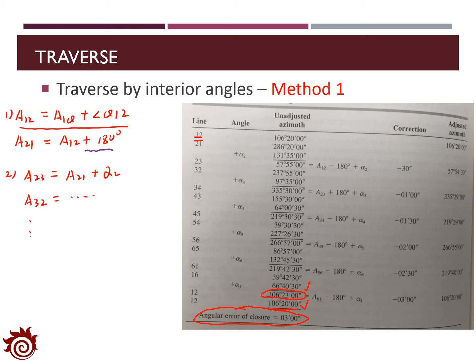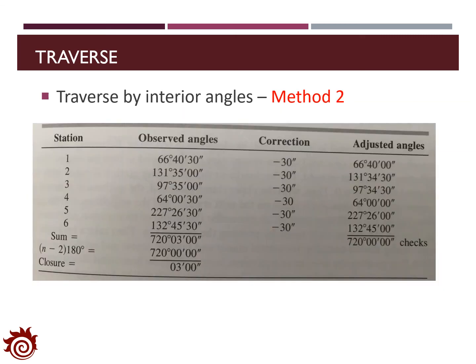You need to apply the cumulative correction for all the 6 angles measured for the polygon. And with that, you can get the adjusted azimuths for each side. So that's the way for you to use traverse with the interior angle. Another way for you to conduct the correction is just based on the interior angles.